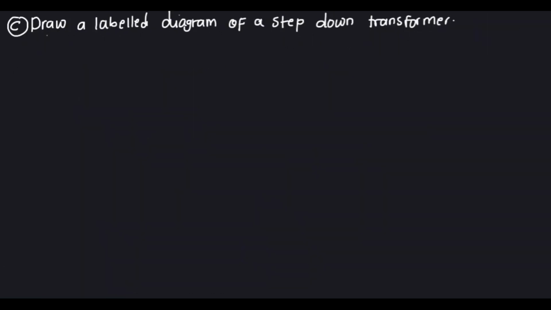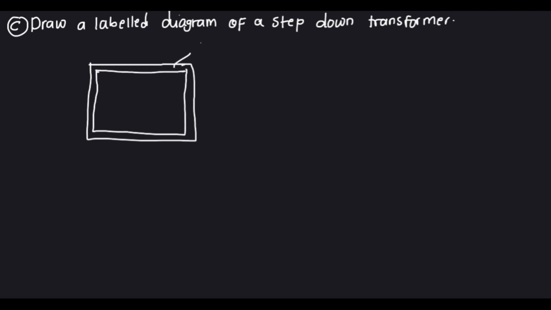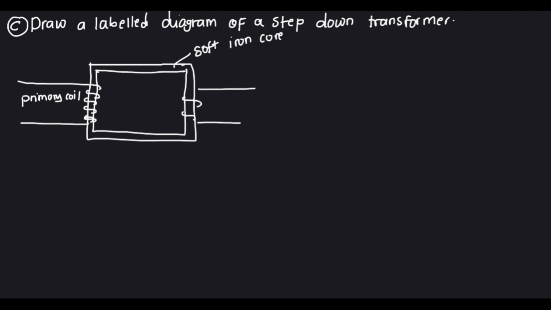Okay, now move on to question C. Draw a labeled diagram of a step down transformer. So the first one, we are going to draw this iron core. So say soft iron core. Then since we are drawing a step down transformer, we are expecting to have more turns on the primary coil. So you just have to make sure that there are more turns on the primary coil. So we have the primary coil here. Then on the secondary coil here, we need to have fewer turns. So we have the secondary coil here.